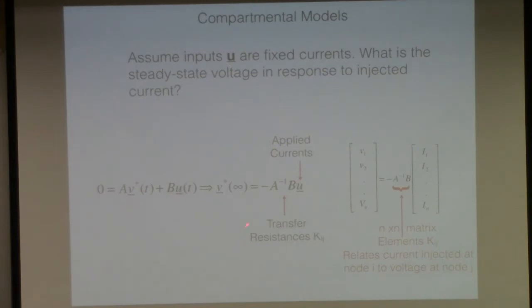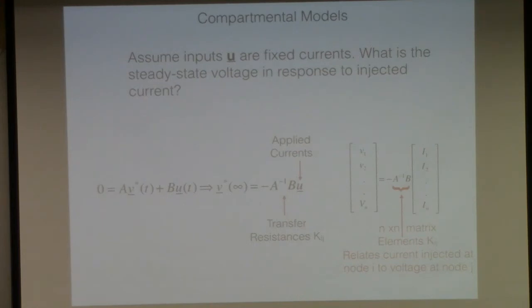So this is Ohm's law, E equals IR. Right? This matrix gives what are known as transfer resistances. We'll call them K sub ij. The ijth element of this matrix relates current applied at node i to voltage produced at node j. So we have the elements of this matrix telling us the relationship between applied current and voltage everywhere in the dendritic tree. So these are known as transfer resistances.